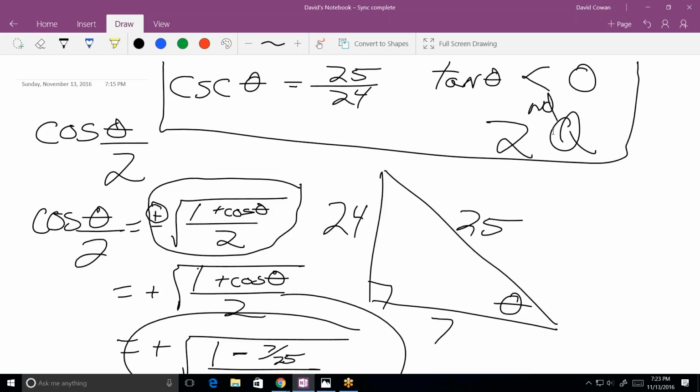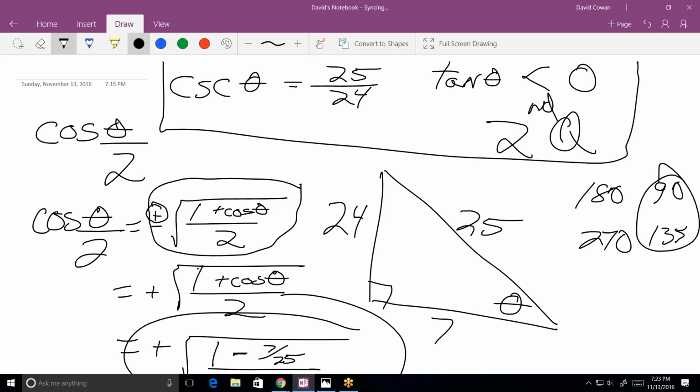Well, that's a good question. Half of the third quadrant has to be second quadrant. Third quadrant goes from 180 to 270. So if you take half of each of those, we're going from 90 to 135. That's second quadrant. So if you know which quadrant theta is in, then you can figure out which quadrant theta over 2 is in. And that allows you to choose either the plus or the minus.